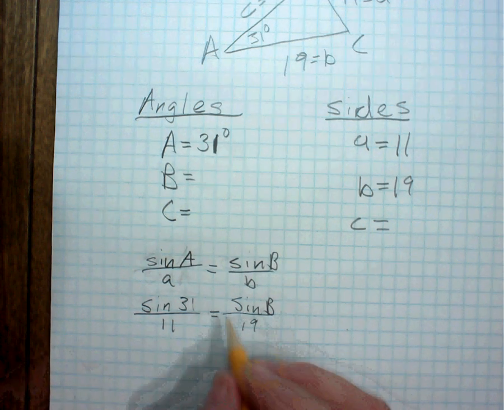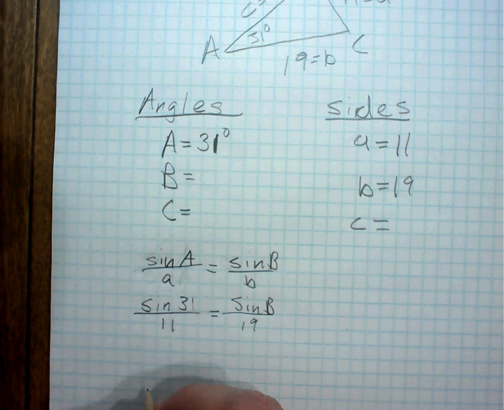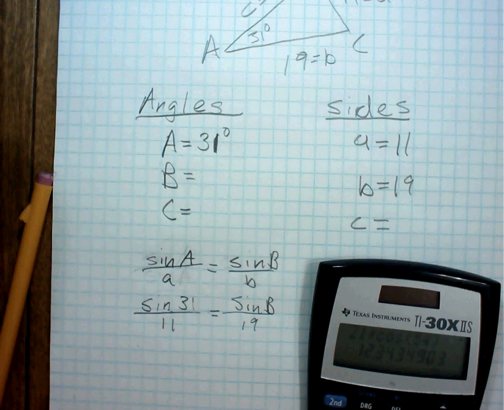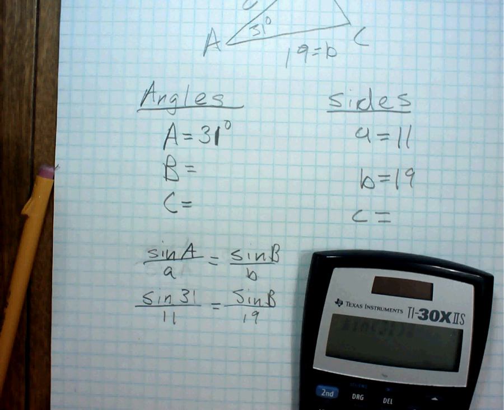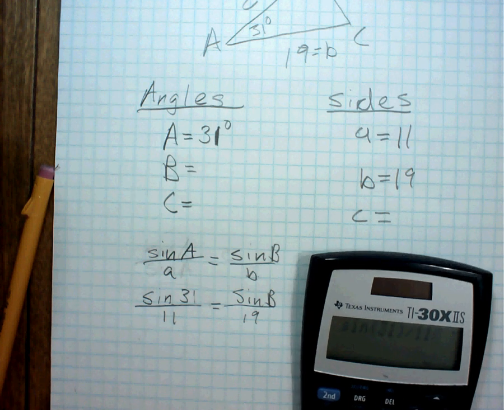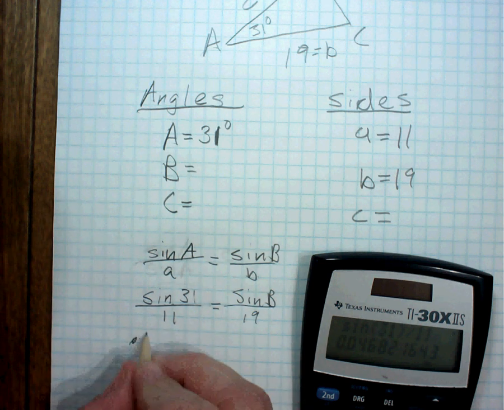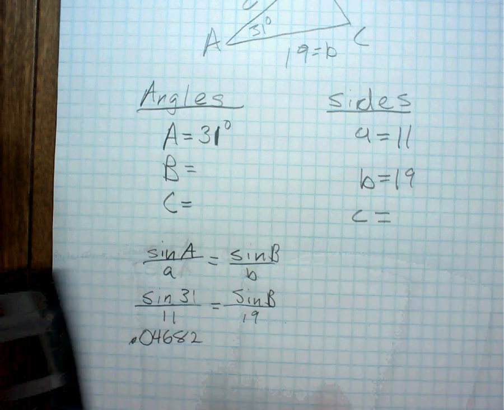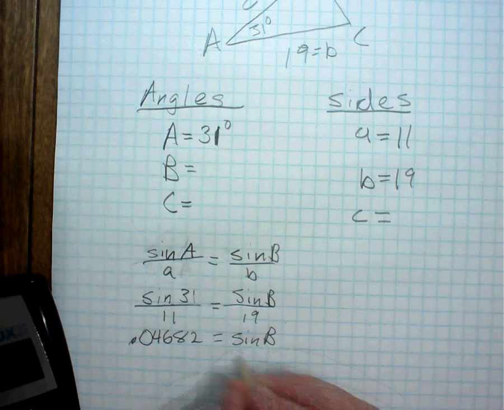Now I can solve this by cross multiplying. In other words, actually I'm going to do this a different way. I'm just going to find out what this number is. So I'm going to say sine of 31 degrees divided by 11, and I get 0.04682 is equal to sine of b all over 19.